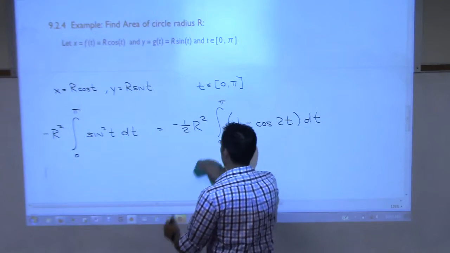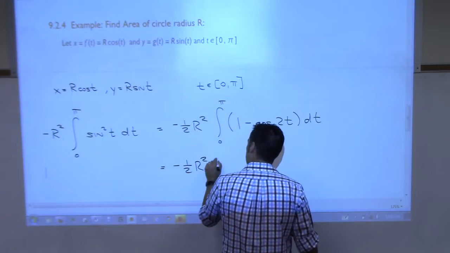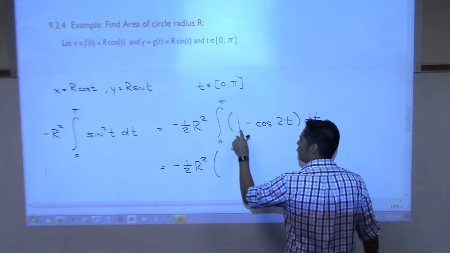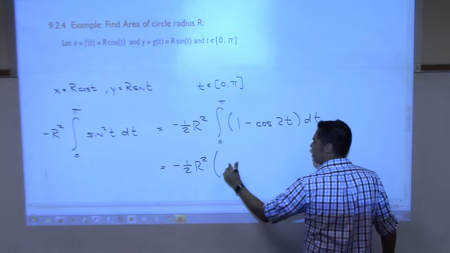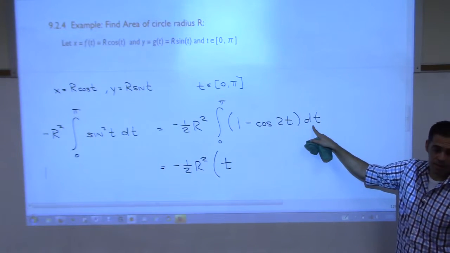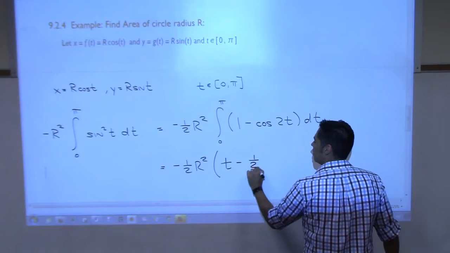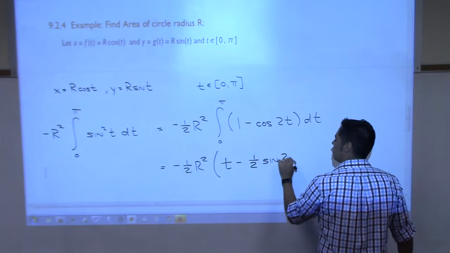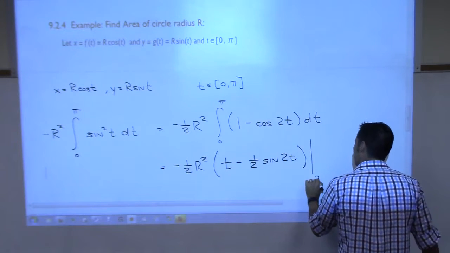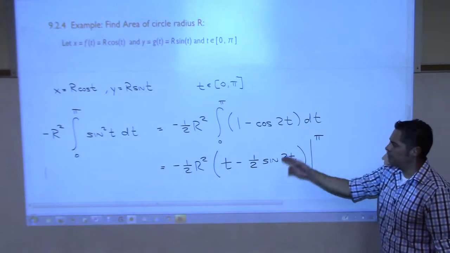And then finally, negative 1/2 capital R squared. Let's find the antiderivative now. So the antiderivative of 1 is t. Remember, we're integrating with respect to t, so it's not x, right? It's t. And then the antiderivative of this, minus 1/2 sine 2t. And we're evaluating this 0 to pi. Good? Okay.